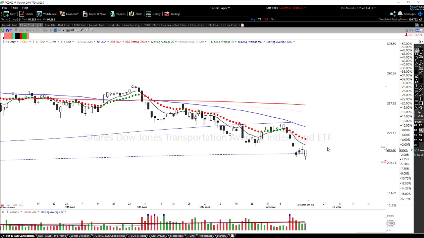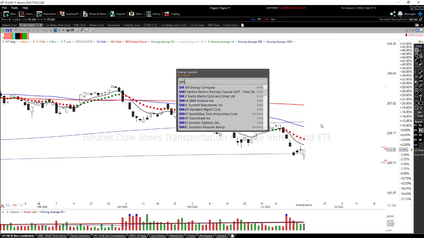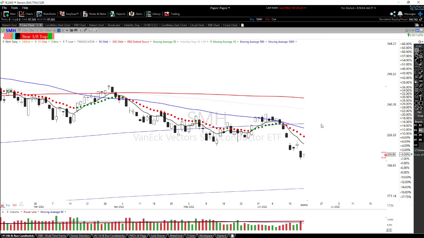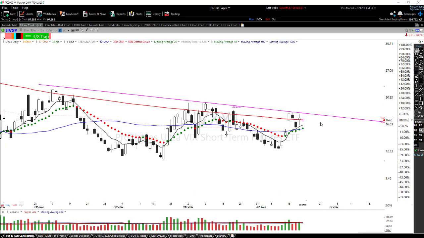Transports are still down. They got a little excited yesterday, put in a nice little candle yesterday, but there's nothing in this chart that says, hey, be a buyer. We'll see what it does a little bit later on. And then SMH, there's nothing there in SMH that suggests the bulls are bullish.